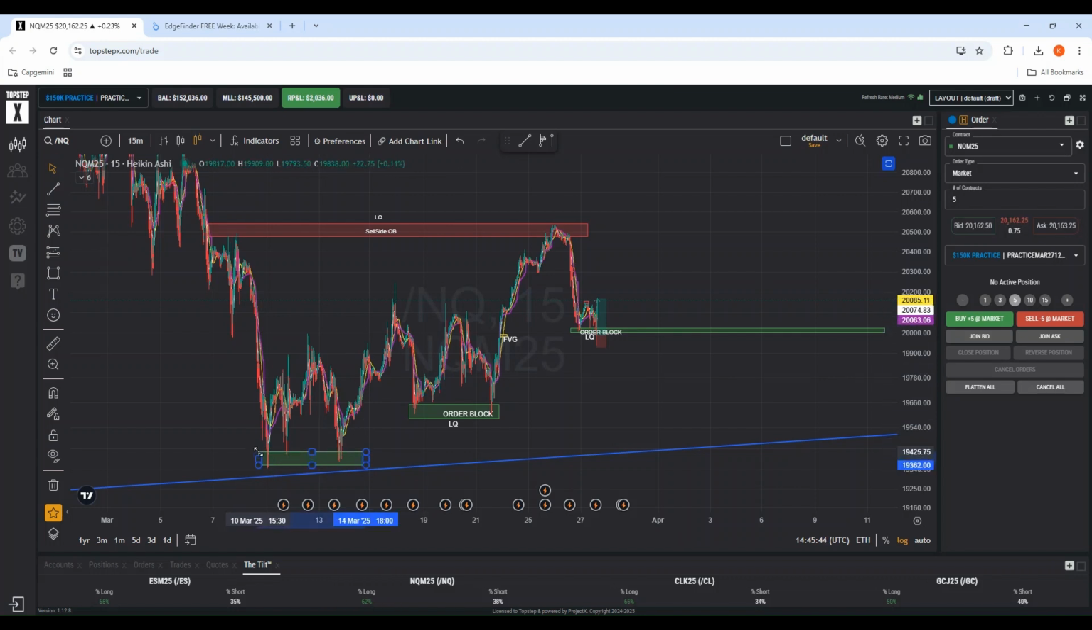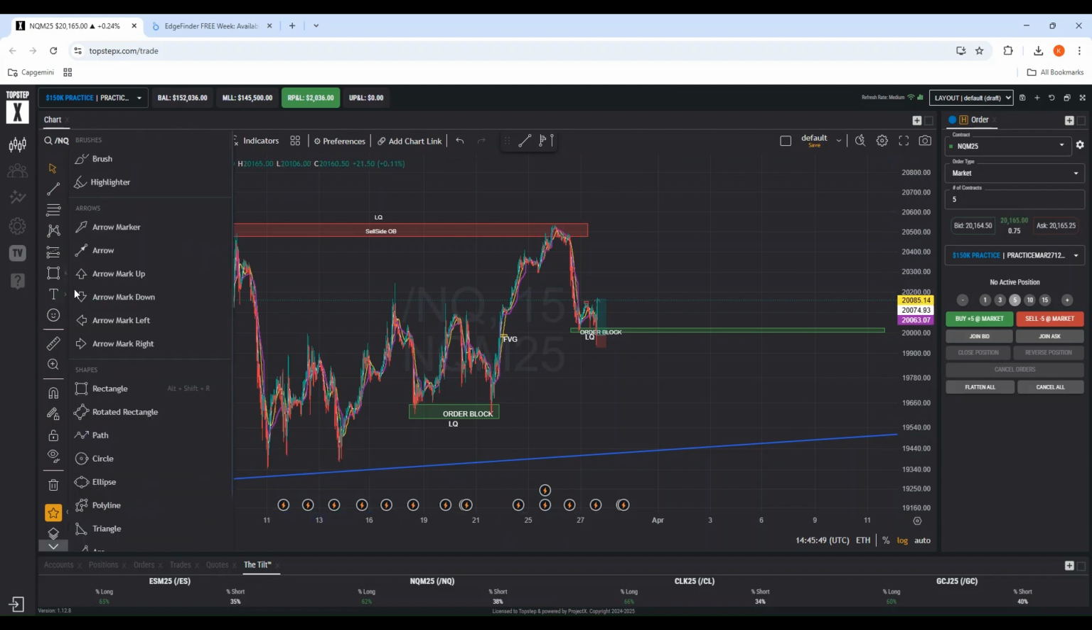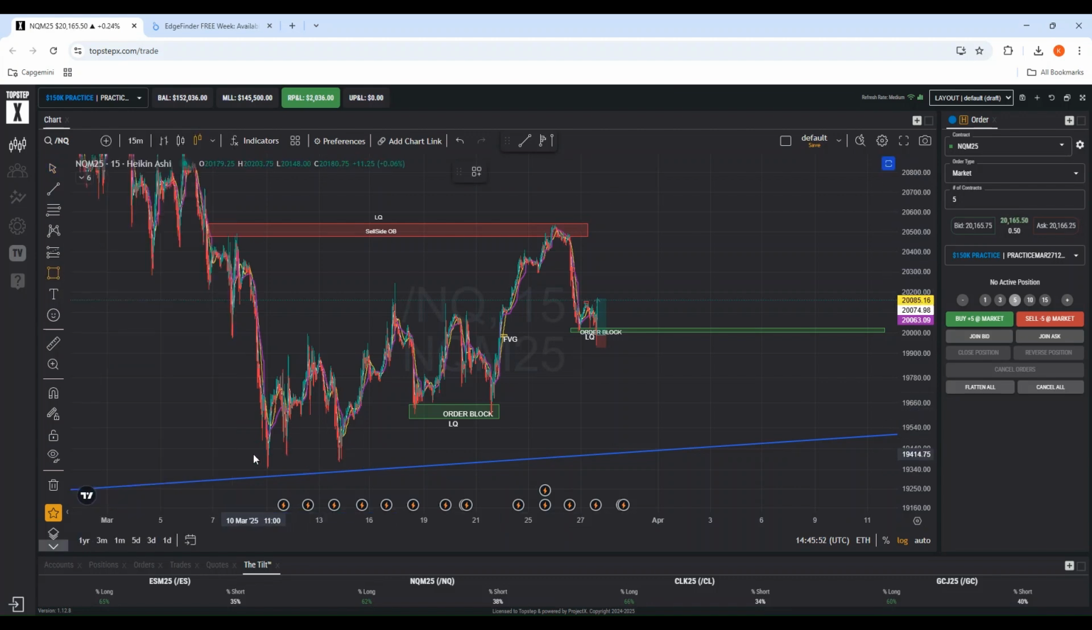So how you mark your order blocks, I'll just delete this and mark it again. You want to pick up as many wicks as you can, so all these wicks at the end here. So you have your liquidity area and you have a lot of orders being put in. So I'll mark this as a green order block for lots of buyers.